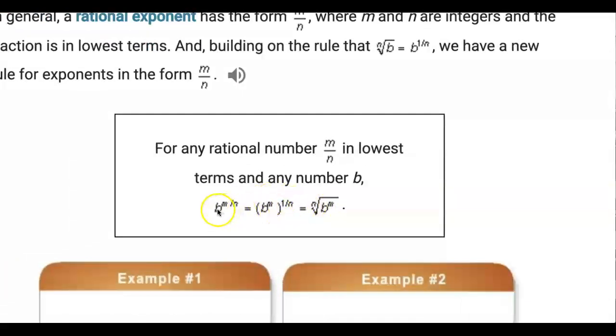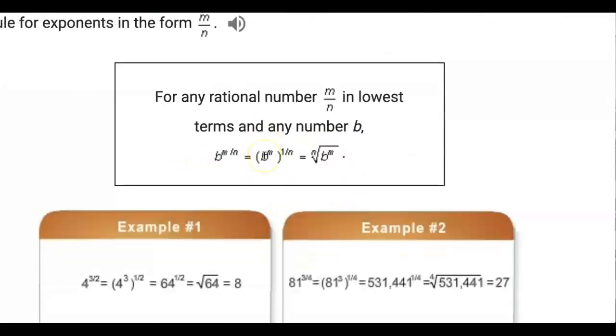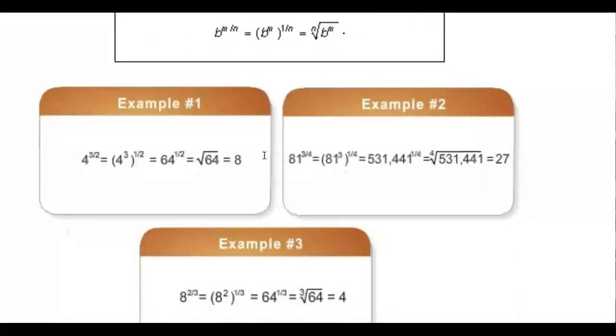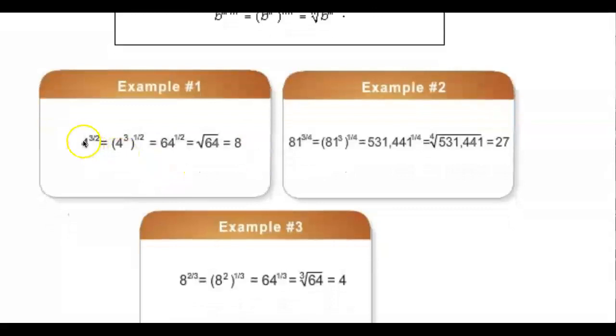So if I have b to the power of m over n, it's like saying b to the power of m times 1 over n, or the nth root of b to the power of m. The nth root of b to the power of m. And if we look at these examples, this is 4 to the power of 3 halves. That's like saying 4 cubed, and then we take the square root of it.